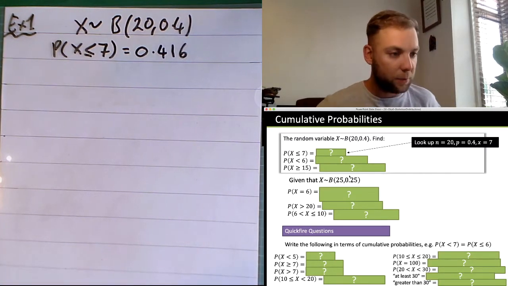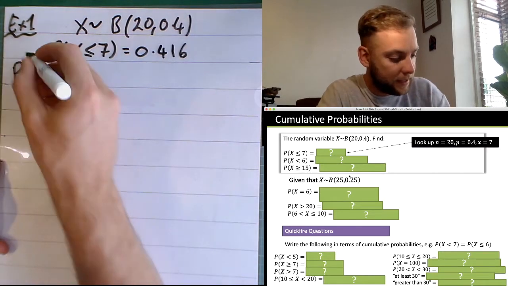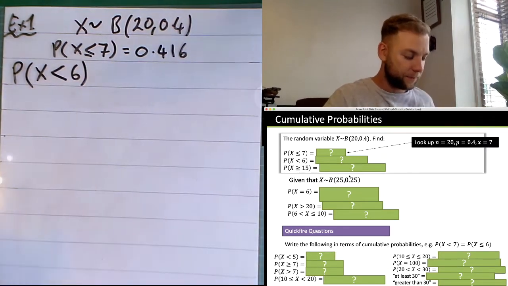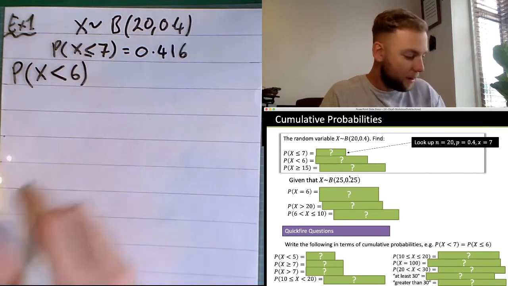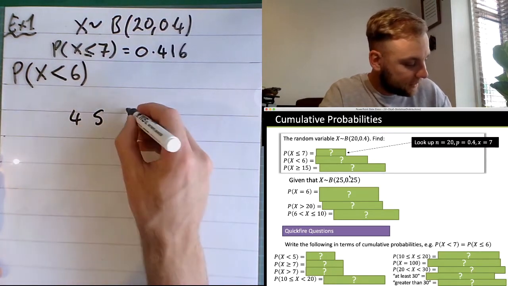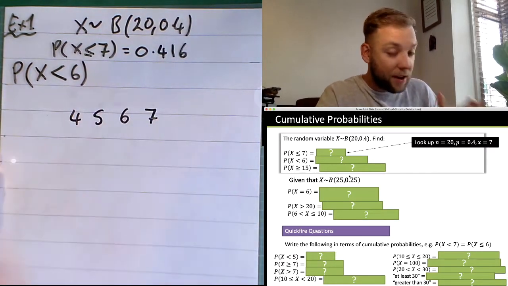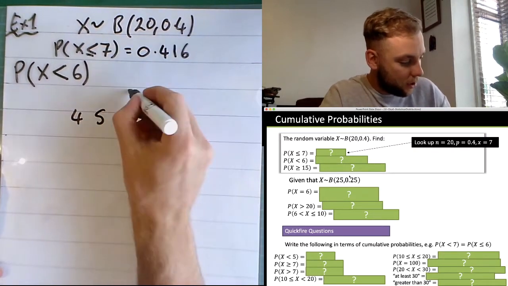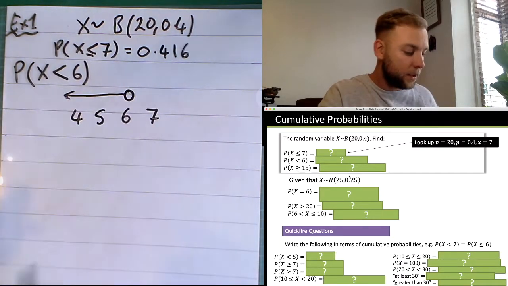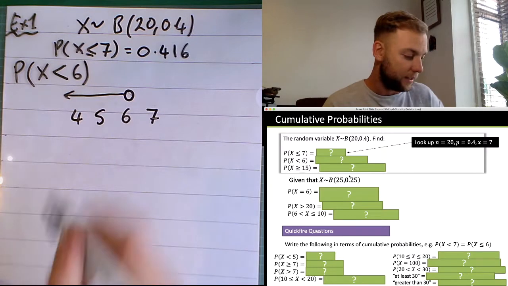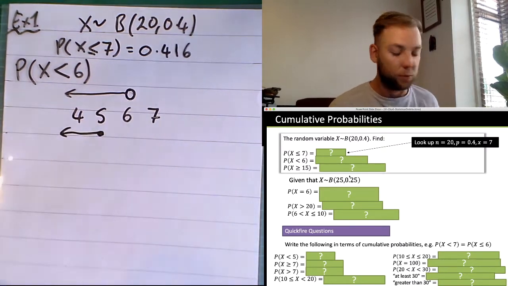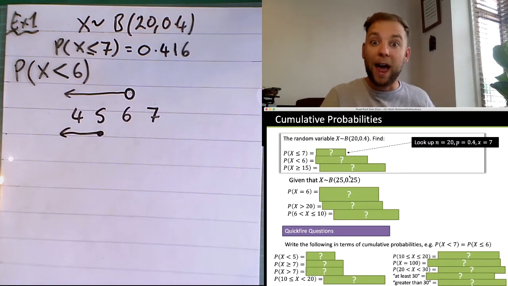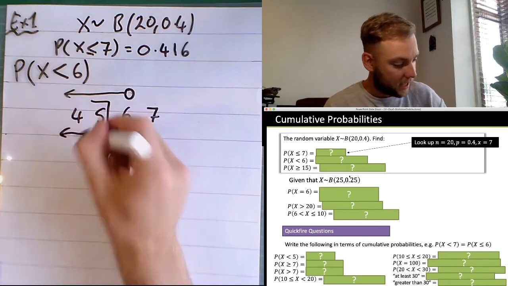Now the next one looks a little bit different because it says I want the probability that my random variable is strictly less than 6. Now I'm just going to draw out some numbers with this. If I've got 4, 5, 6, and 7, and they're only whole values, and I want everything which is strictly, open dot, less than 6. Well, this is the same as saying, when I'm doing discrete data, that it must be less than or equal to 5. Because there's nothing in between 5 and 6. It's only 5 or 6. So if I want everything to be less than 6, then it starts here like this.